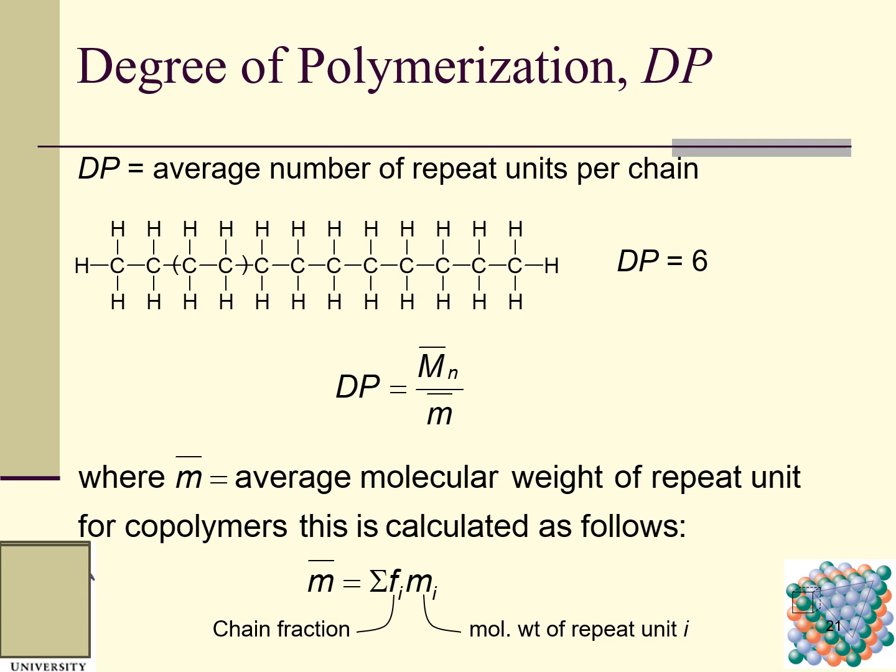And then we talk about the degree of polymerization, or dP. dP means the average number of repeat units per chain. For this one, dP equals 6. dP equals Mn, the number average molecular weight, divided by M bar, which is the average molecular weight of the repeat unit. For copolymers, this is calculated as follows, using this equation.